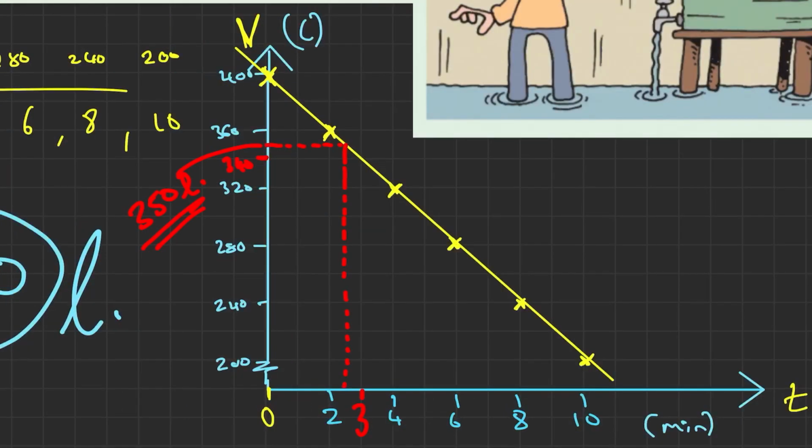So the answer to the next part is how long will it take for the water to be at a level of 310 litres? This mark here would be 300 exactly. 310 would be this part here. So let's go across to the graph and then down. Remember that's 5 minutes, so it would be 4.5 minutes. So it would take 4.5 minutes for the water to be at a level of 310 litres.